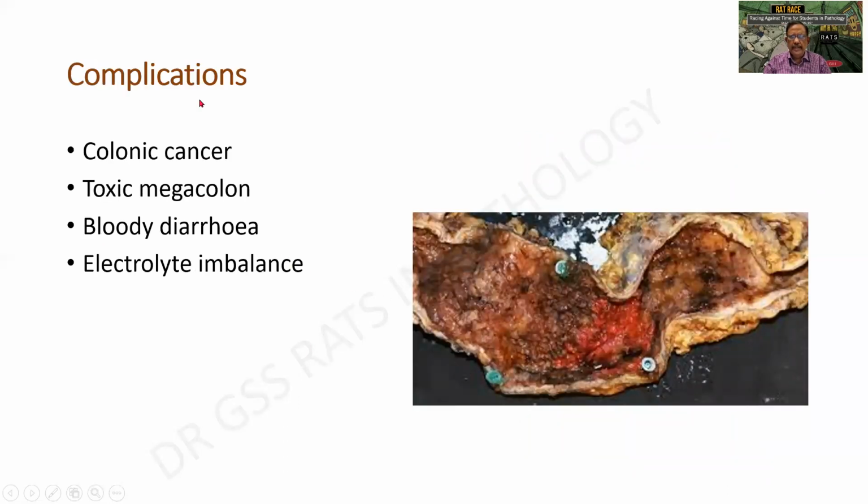What are the complications of ulcerative colitis? Colonic cancer, definitely. This is 3 to 4 times more common in ulcerative colitis than in Crohn's disease. Toxic megacolon, because of the weakness and the distension. In fact, this itself is a picture of a toxic megacolon. I find that the colon becomes thinned out and distended. Bloody diarrhea and electrolyte imbalance. In fact, this can be a cause of death in a case of ulcerative colitis as well as Crohn's, because there can be the loss of sodium and potassium leading to fatality.